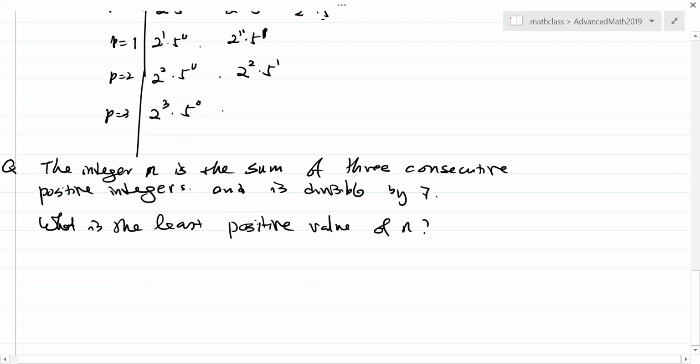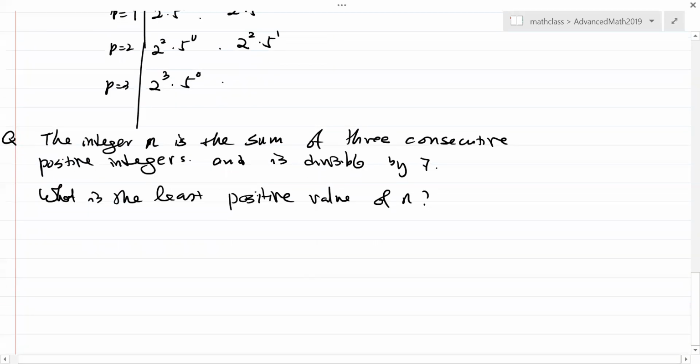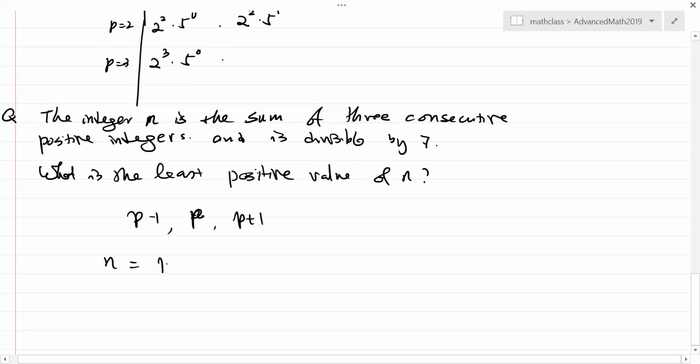There's a couple ways to do this problem. So the sum of 3 consecutive positive integers. So 3 consecutive integers, you can write the integer in the following form. I cannot use n, let's just use p. So p, p plus 1, p minus 1. If it's 3 consecutive integers, you express it in this form. So the sum is going to be p minus 1 plus p plus p plus 1, which is 3p.